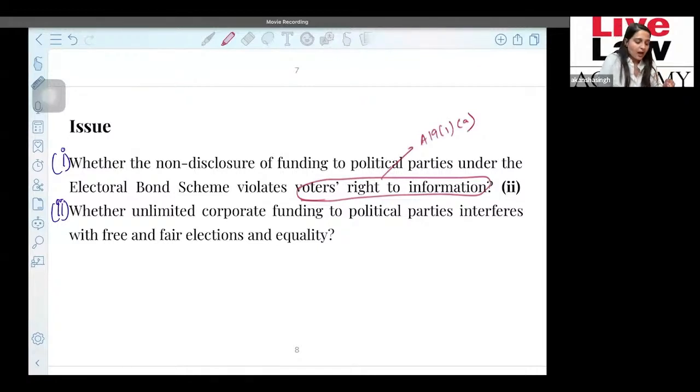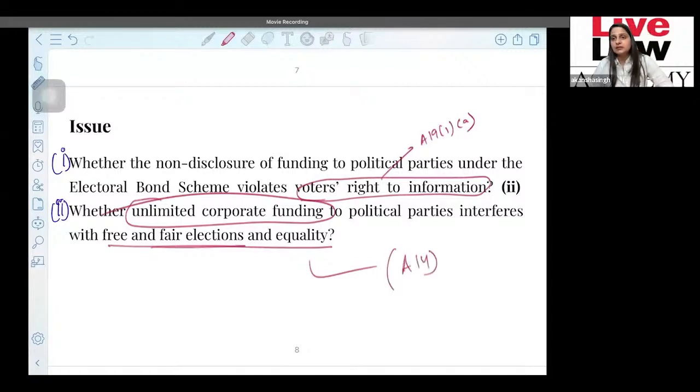The second one is unlimited corporate funding. When you remove the cap and you say no matter what, unlimited corporate funding can be done, will it not interfere with the free and fair elections and equality? So here comes the concept of Article 14, right? Now in this situation where you do not make a distinction between a company which has made profit versus a company which has made loss, okay? An individual versus a company making the donation. In that situation, now doesn't it become violative of equality? Does it also not take away the idea of fairness from the concept of election?